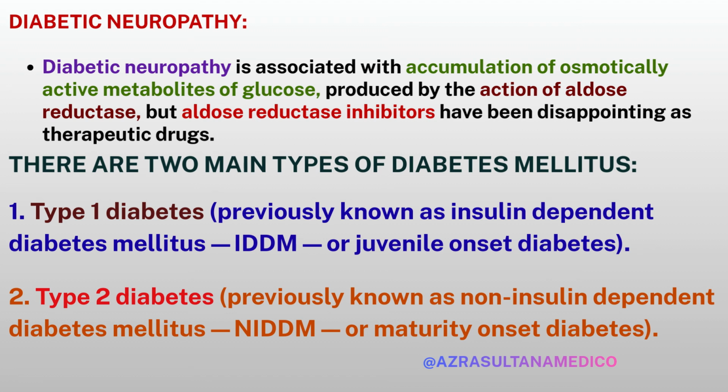Now let's talk about diabetic neuropathy and the main types of diabetes mellitus. Diabetic neuropathy is one of the most common chronic complications of diabetes. It occurs due to prolonged high blood glucose levels, which damage peripheral nerves.